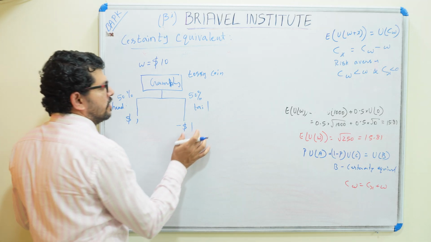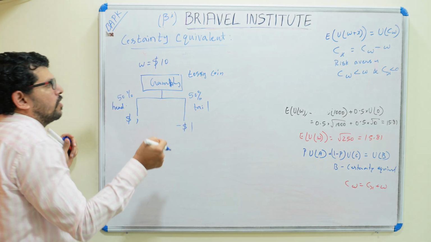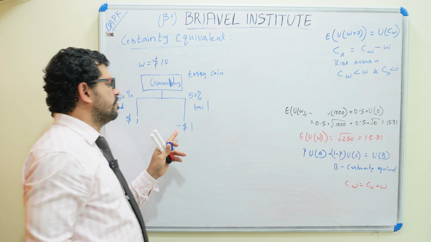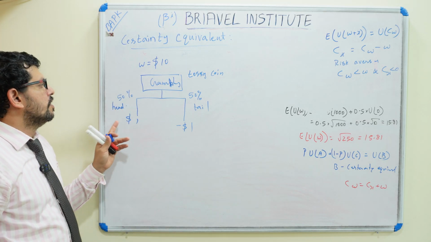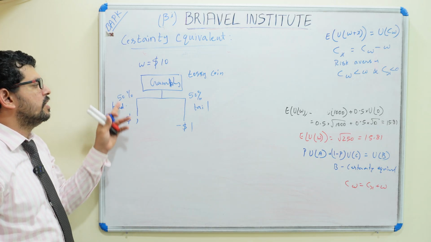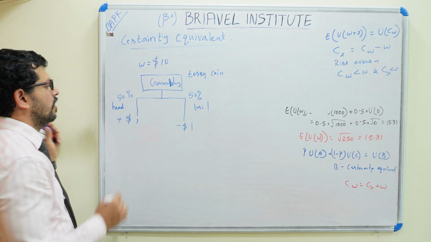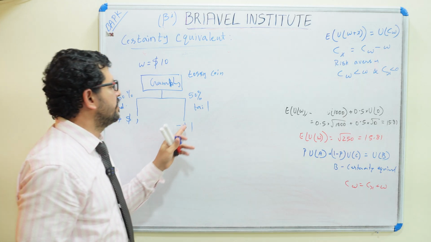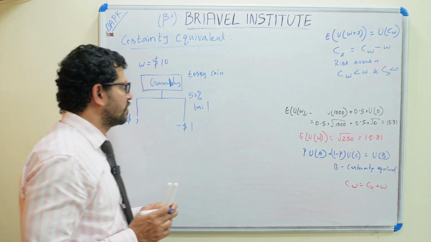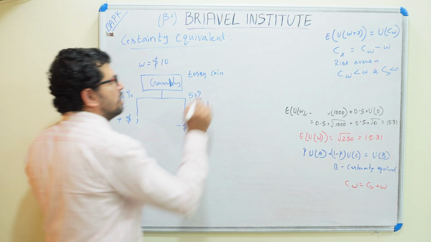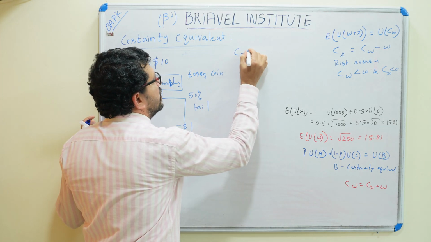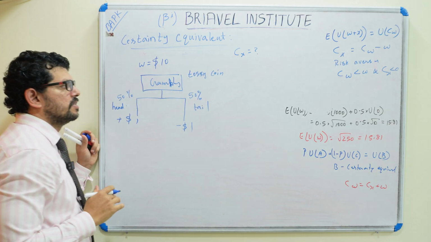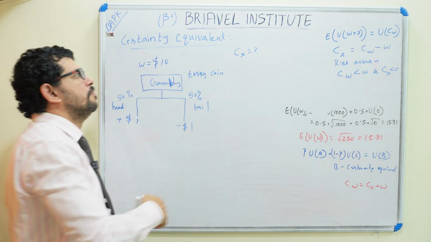So for me, if I toss the coin and get a tail, it is a minus $1. If the coin gives a head, it is a plus $1. I will get $1 here, and if it is a tail, it is a minus $1. So what is my CH? They are asking about the CH only. What is my CH? So this is gambling alone.